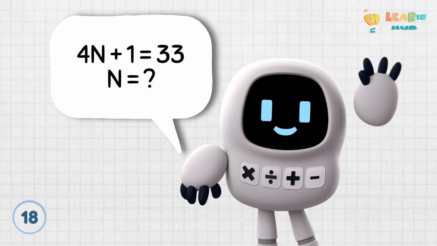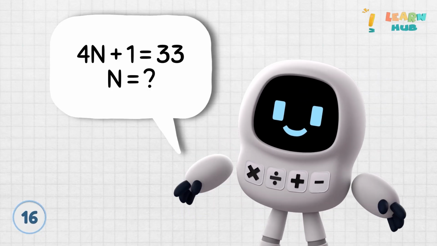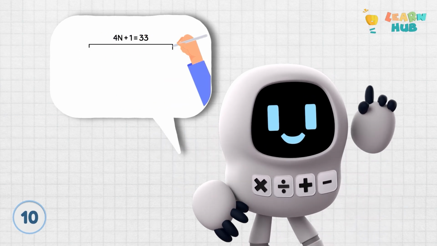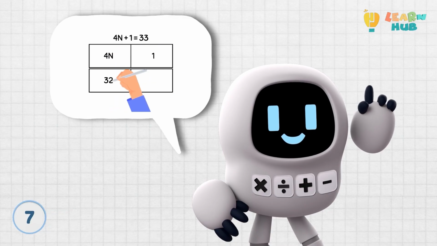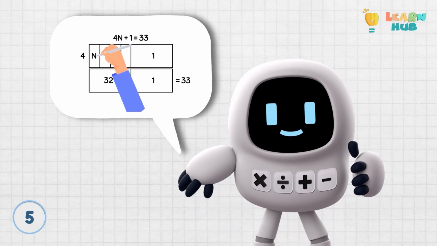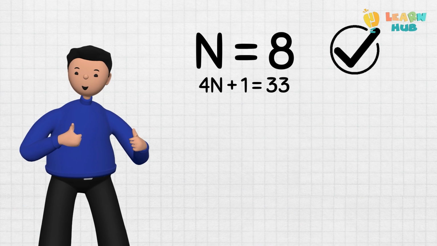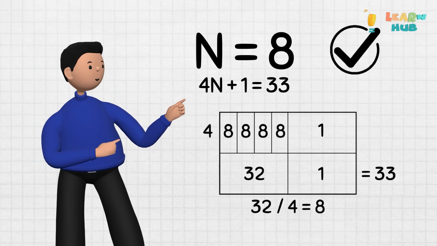Now, try this on your own and see how much you have learned. You will be given 20 seconds to work on this problem. Are you ready? What is the value of n in the equation 4n plus 1 equals 33? If you answered 8, then you are correct. Check this model. Do you have a similar one?